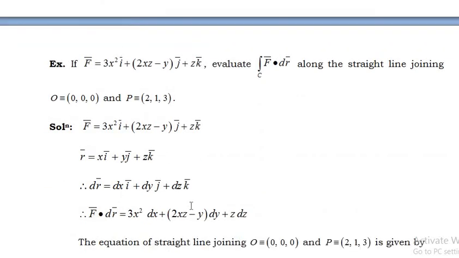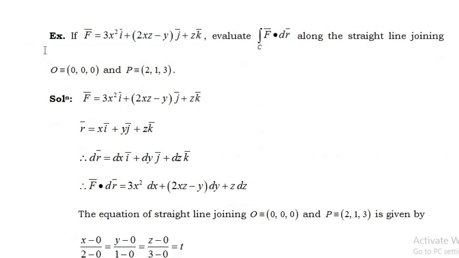Let us have another identical problem. Problem number 2. If f bar equal to 3x square i plus (2xz minus y) j plus z k, evaluate integration over C f bar dot dr bar along the straight line joining origin 0, 0, 0 and P with coordinates 2, 1, 3. Now this is f bar given to us.